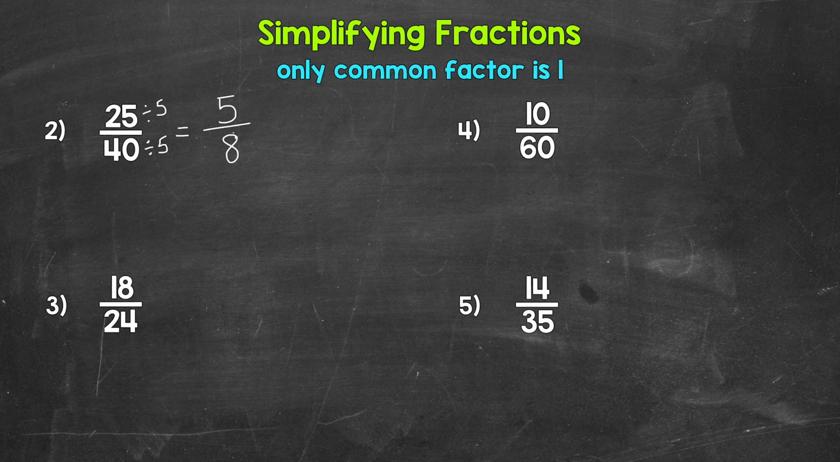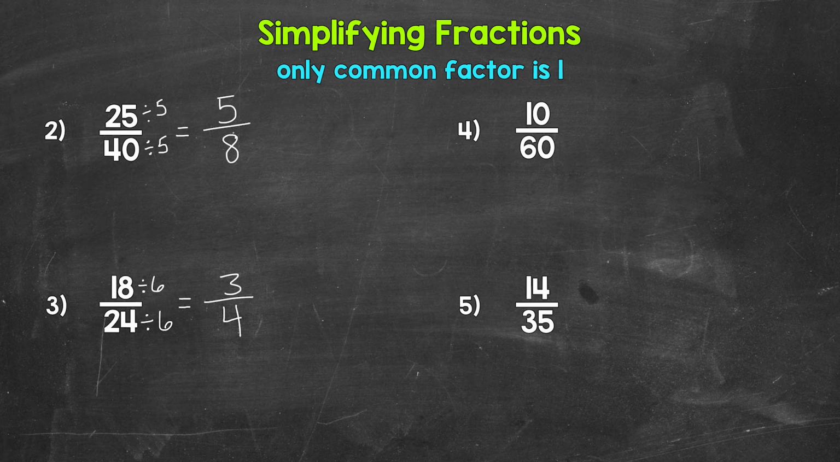So let's use that greatest common factor of 6 and divide both 18 and 24 by 6. 18 divided by 6 gives us 3, and 24 divided by 6 gives us 4. So we end up with 3/4. The only common factor between 3 and 4 is 1, so this is now simplified. Now let's actually do number 3 again and take a different path.